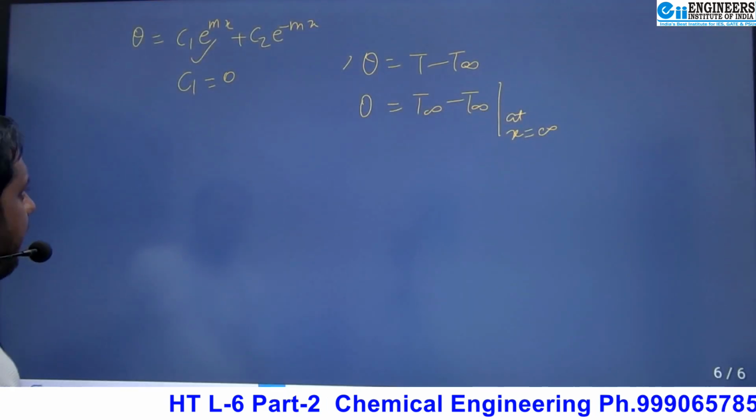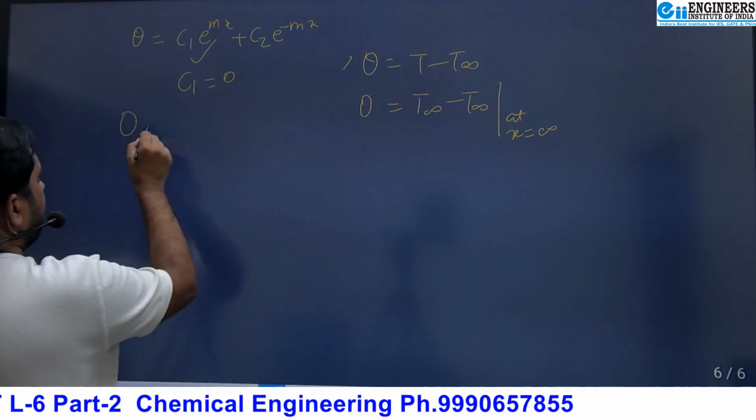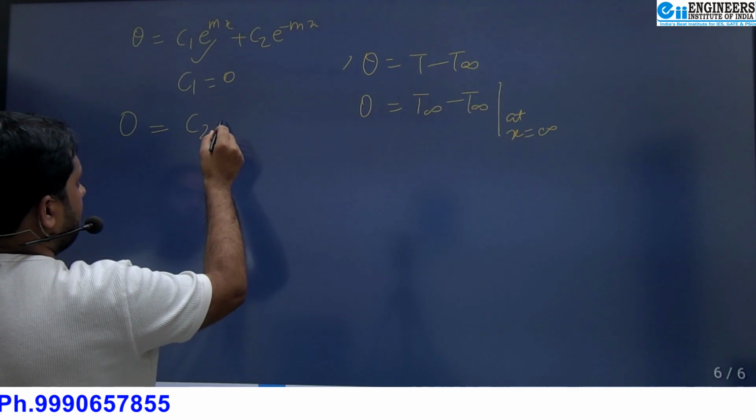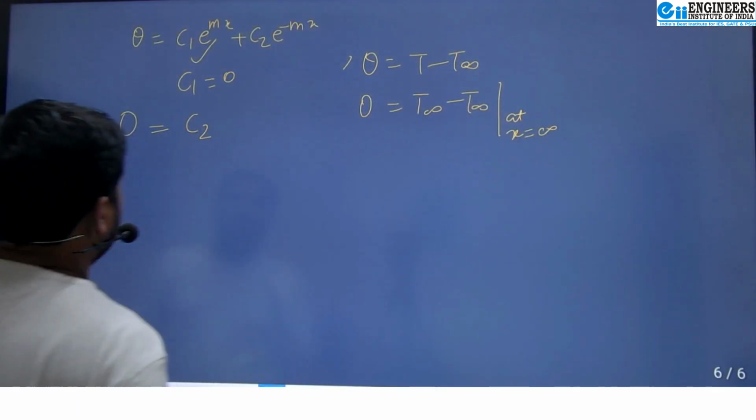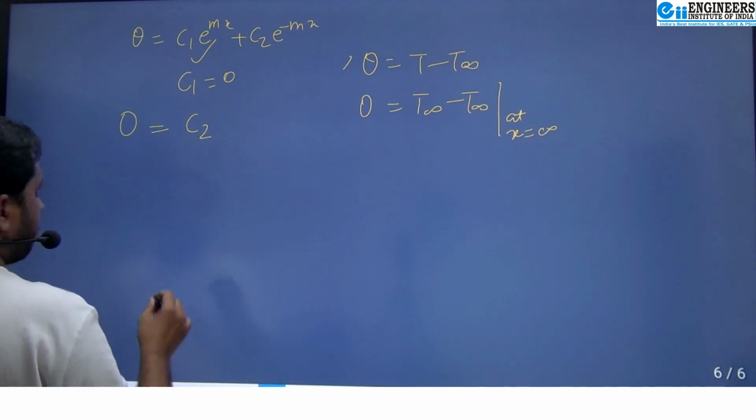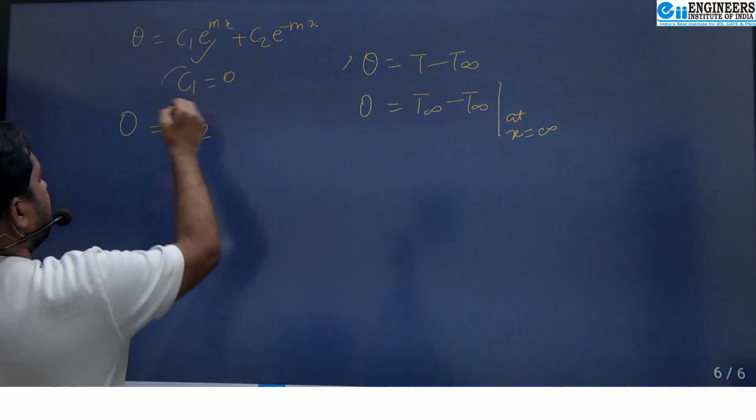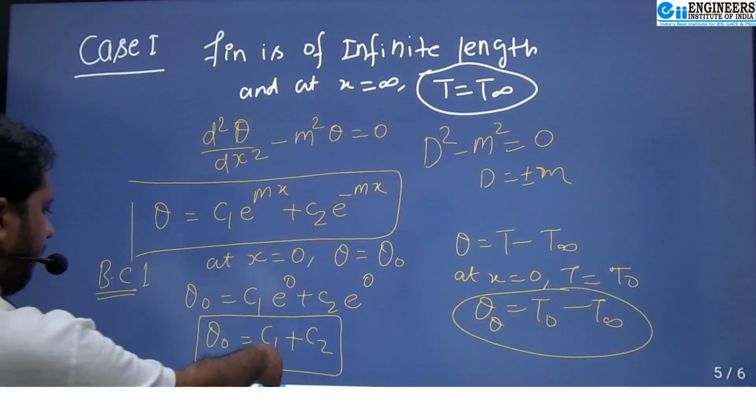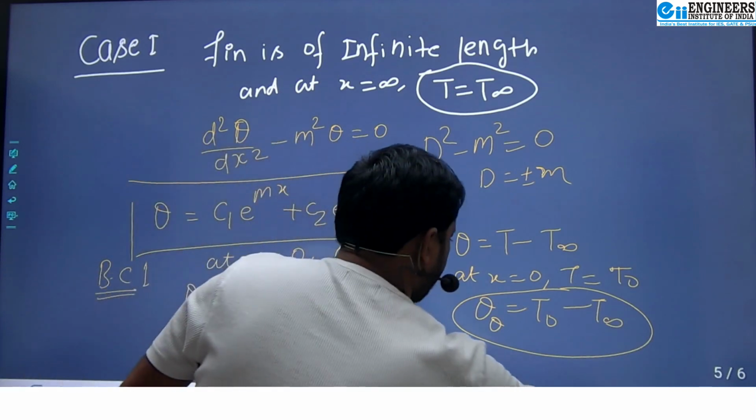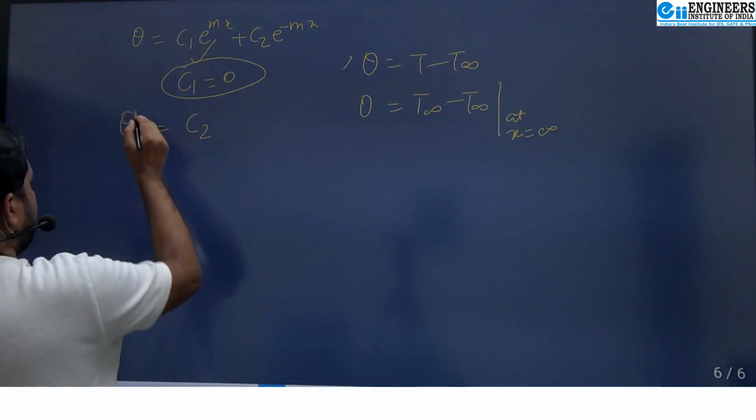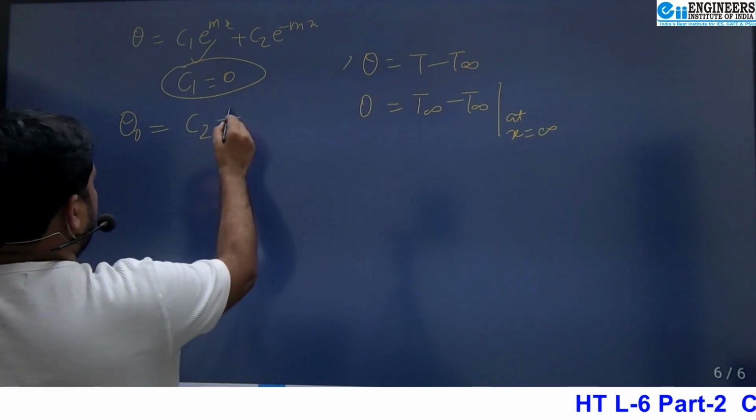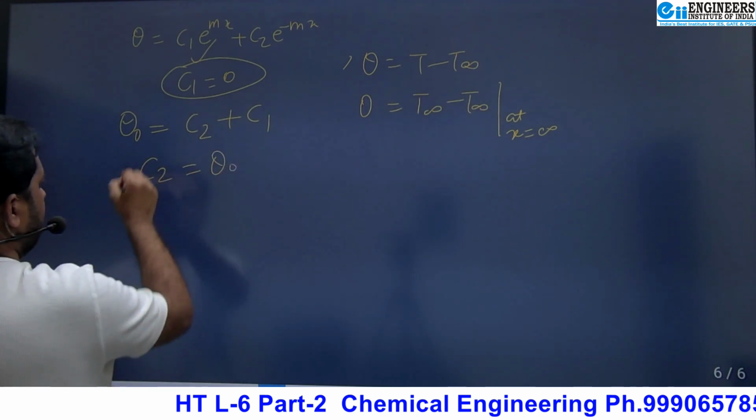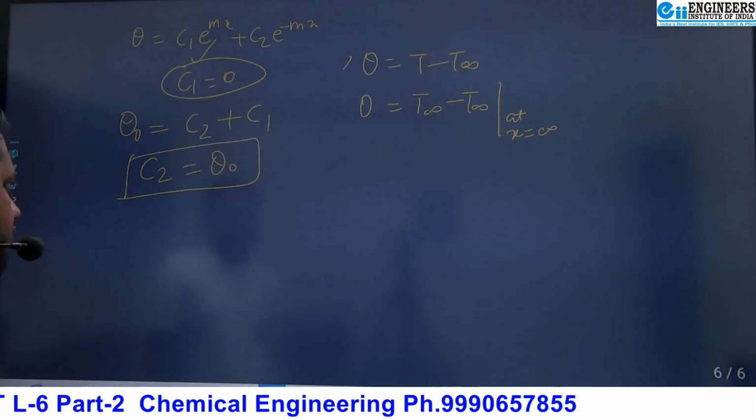So now you can say that 0 equals C2. Now we have seen that C1 is 0, and our first statement is theta naught equals C1 plus C2. So we come to the conclusion that theta naught equals C2 plus C1, but C1 is 0, then C2 equals theta naught. This is from our boundary condition 2.